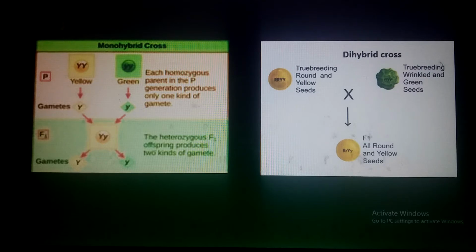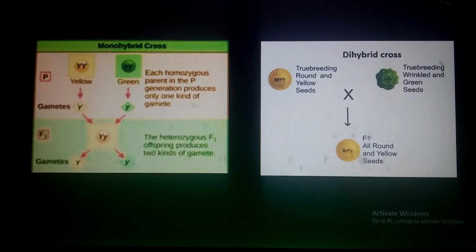Is it clear? So we are considering just one character, like the seed color. This is true breeding yellow crossed with true breeding green. Is it clear? So just one character trait is involved in this cross. So this cross is the monohybrid cross. Yellow crossed with green, and what will be the offspring? That will be yellow, because the yellow color is dominant. And I have discussed in detail about the dominancy and recessiveness, homozygous, heterozygous. So you must watch my first lecture related to the basic concept of the genetic inheritance.